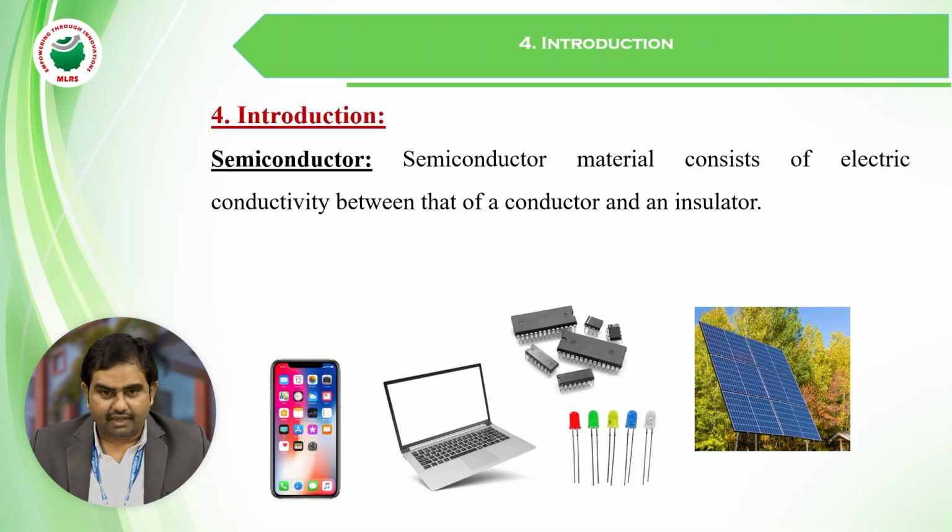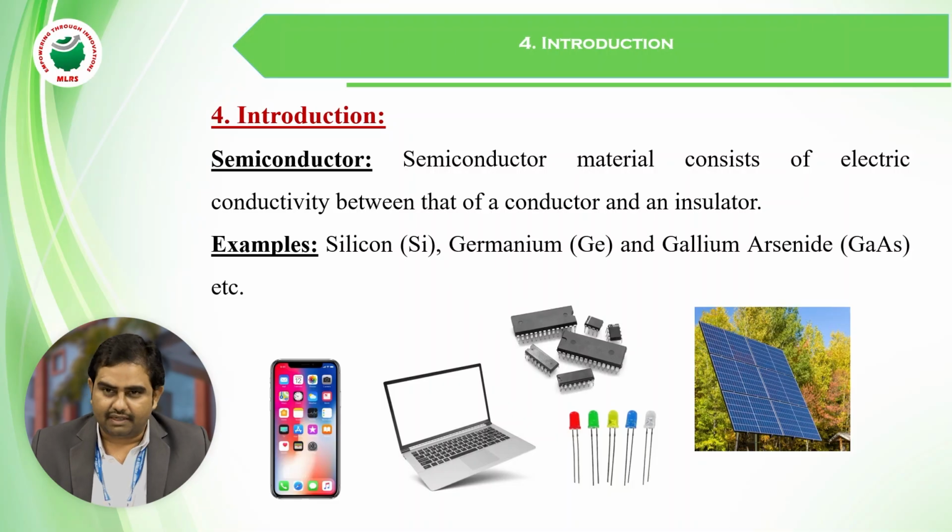So coming to the introduction part, here I want to highlight about the semiconductor material. So we know that the semiconductor material has electrical conductivity between a conductor and an insulator. So before going to learn about a semiconductor, we will try to recollect basic definitions of conductor and insulator. So conductor is a kind of material which allows current through it or electricity through it. The best example is a copper wire.